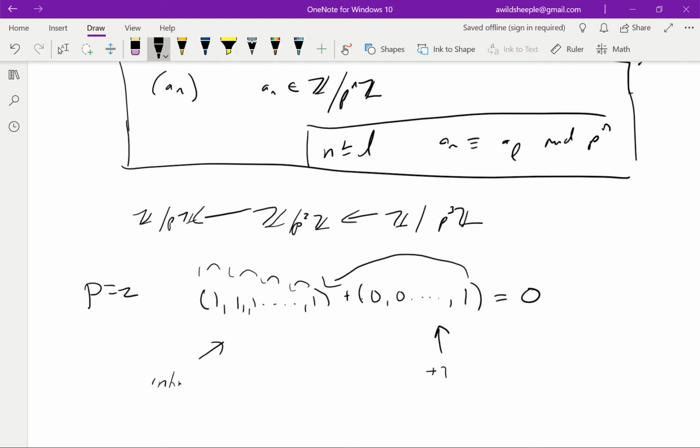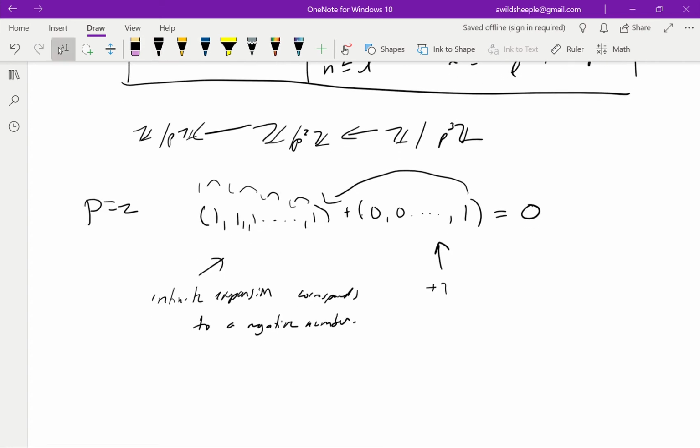So this infinite expansion corresponds in a loose way to a negative number. But of course, if I just tweaked this a little bit, like if I just changed some of the ones to zeros so that the carrying procedure stops, then that wouldn't happen anymore. And then some infinite expansions just don't have a classical analog. They're neither positive nor negative, they're just infinite numbers.